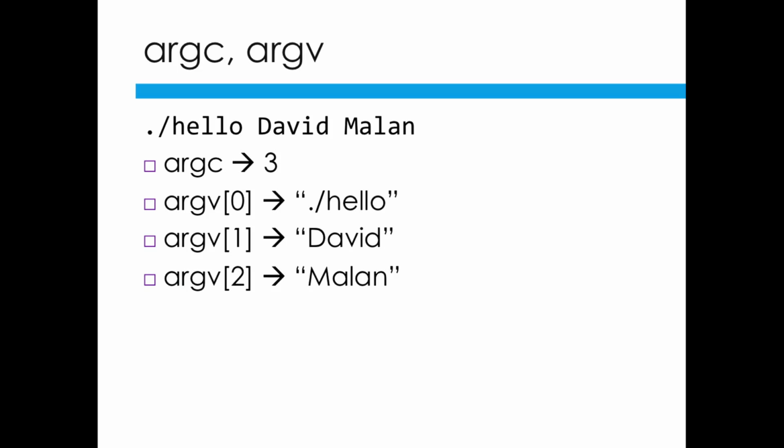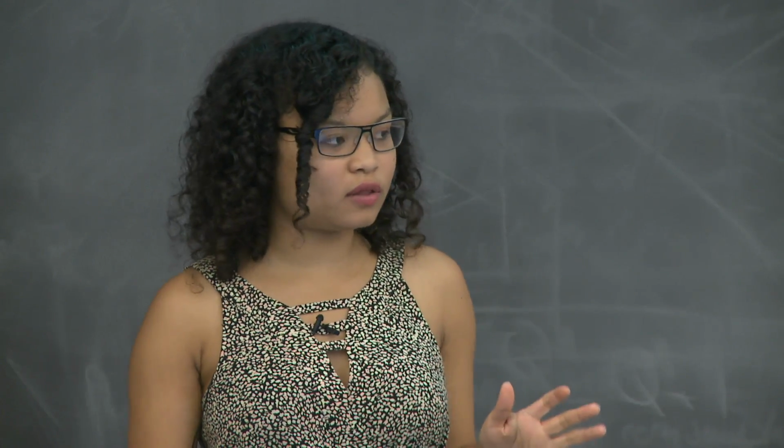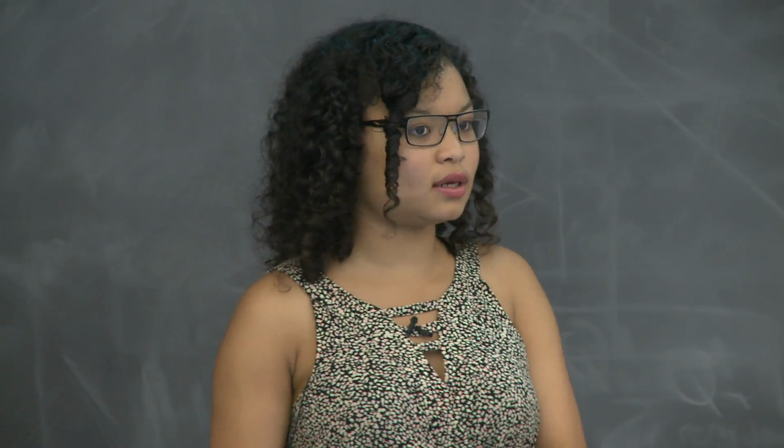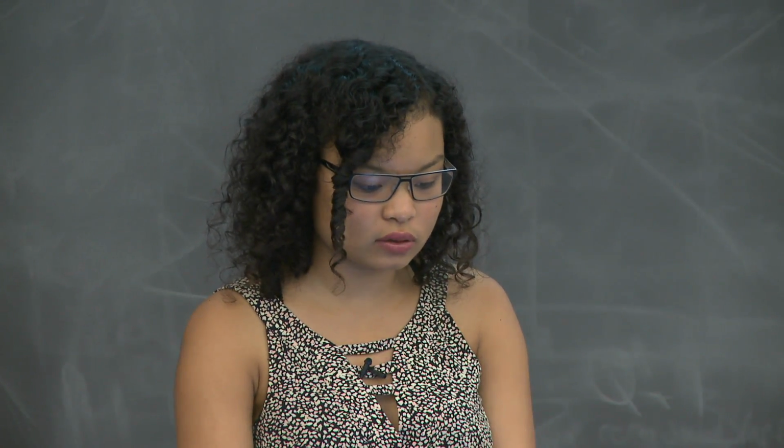So argc in this case would be 3 because it sees 3 distinct words separated by spaces. And then the array in this instance, the first index would be ./hello, the next one David, the next one Malin. Does anyone see right away what the relationship between argv, the array, and argc is? We'll get into that in an example in args.c. Let's see if we can take advantage of the relationship between the two.